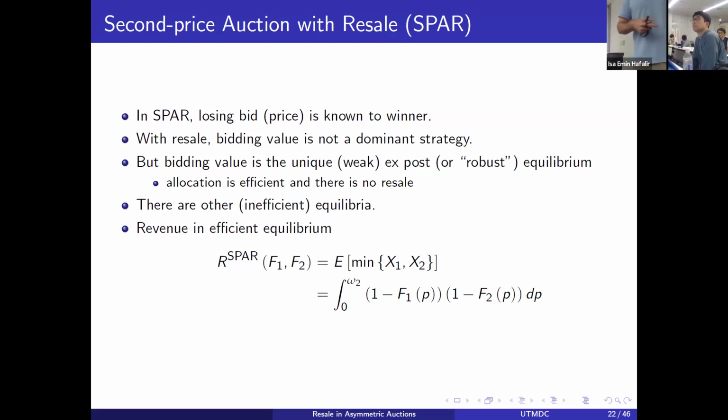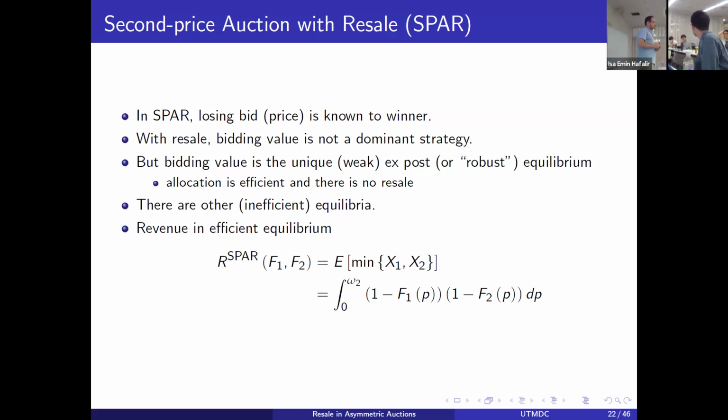Robustness, you can think of it this way: there could be some other equilibria, but these may only be equilibria for some particular F1, F2, and not for other F1 and F2, whereas bidding the value is an equilibrium for all F1 and F2. All right. So we focus on, yes.